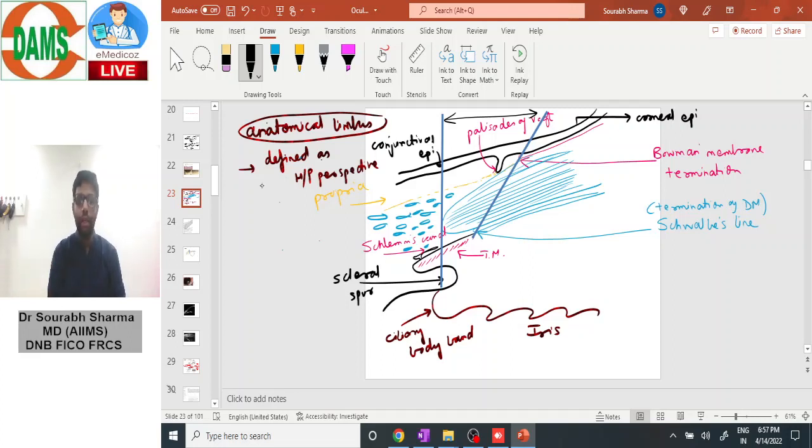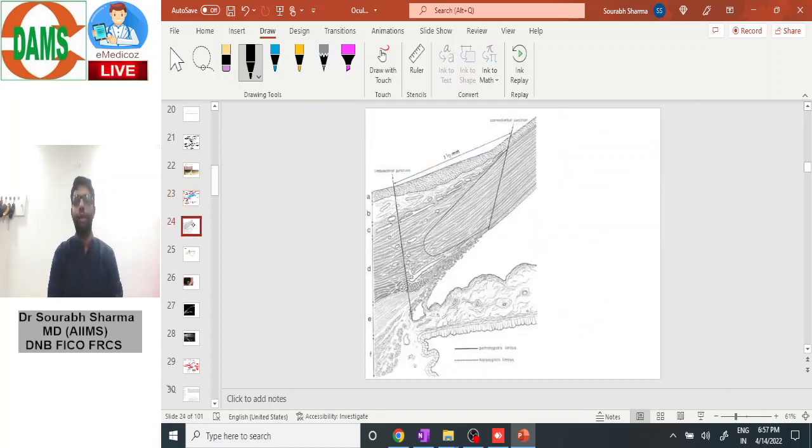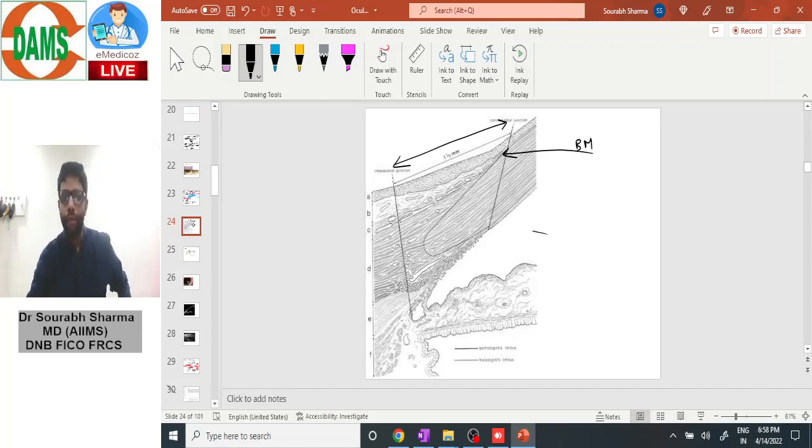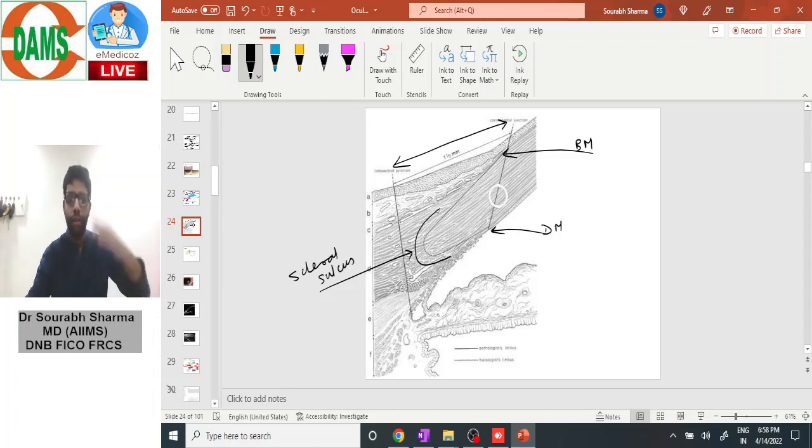Okay, this diagram also you can draw. Now this is the picture which I could have shown you. This zone is the anatomical limbus. Now, if you can see, this one is the termination of Bowman's membrane. This one is the termination of Descemet's membrane, that is the Schwalbe's line. This area which the cornea makes like this is known as the scleral sulcus. The lamella of the cornea is regular, while the sclera is irregular.